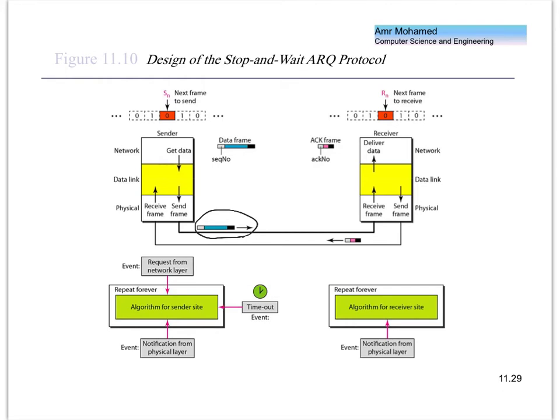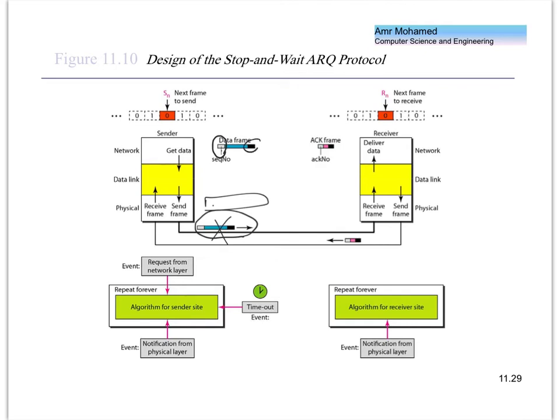So even for the case of timer timeout, the assumption here is that the first frame is lost, in which case I'm sending another frame. So there is only 1 frame on the channel at any point of time. The other thing here is that we start to have the sequence number to distinguish between the new frames and duplicate frames.